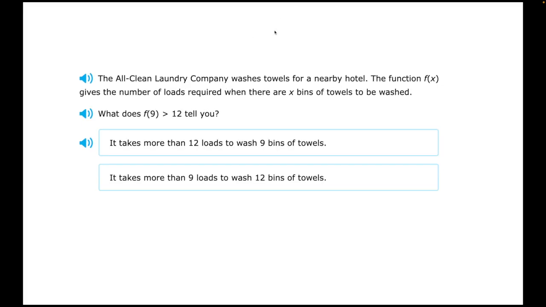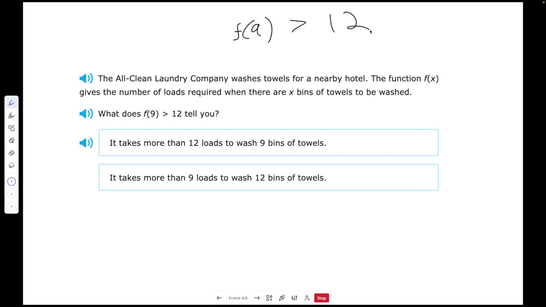All right, for this one, if you want to pause the video and read it. All right, now that you've read the problem, it says, what does f(9) > f(12)? Okay, so once again, the number in the parentheses is your x, and they tell us that x is the bins of towels to be washed, right? So bins of towels. And remember, this is an inequality symbol. This says this is greater than.